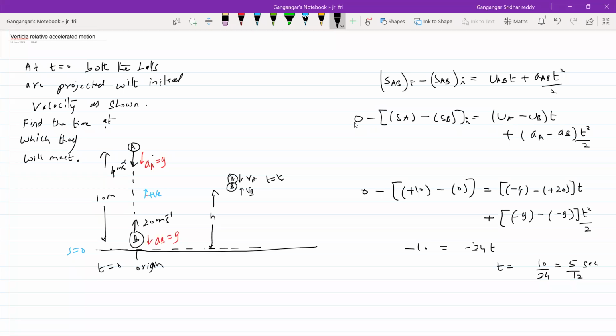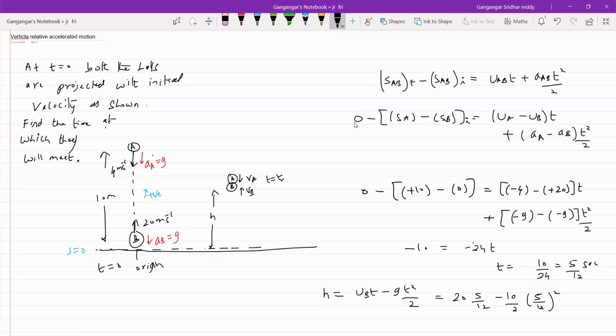After this time, they will meet. At what height? What is the question? At what height? So how to calculate height? H is equal to U_B t minus g t square by 2. Substitute the values. What is the value of U_B? 20 times 5 by 12 minus 10 times 5 by 12 whole square.